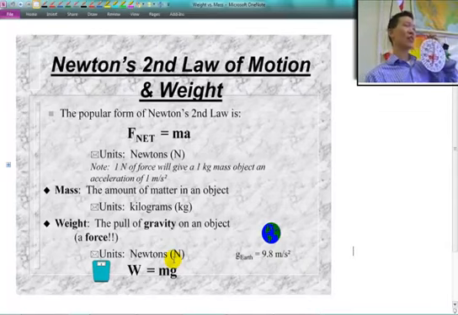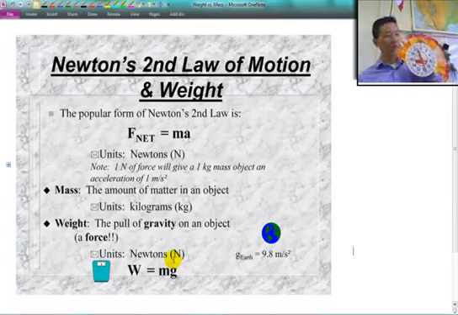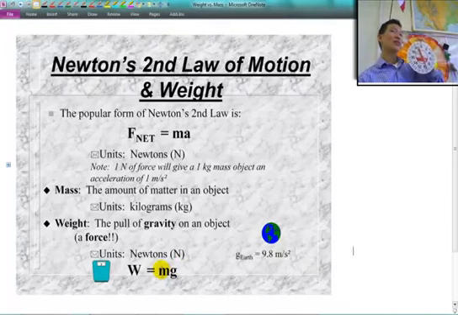But technically, it shouldn't be in kilograms. Kilograms is a measure of mass, okay? Weight should be in newtons because weight is a force. It is a pull of gravity. So how do you find weight? You just multiply mass times gravity. 1 kilogram, and what's gravity on Earth?